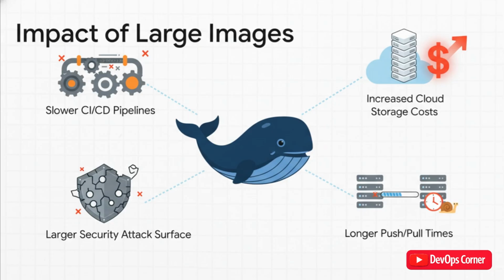And this size problem isn't just about disk space. It slows down your entire development workflow. Pushing and pulling these enormous images from a container registry takes forever. That means your CI/CD pipelines get slower. Your cloud storage costs go up, and maybe most importantly, you're massively increasing your security attack surface. More stuff in the image means more potential vulnerabilities.